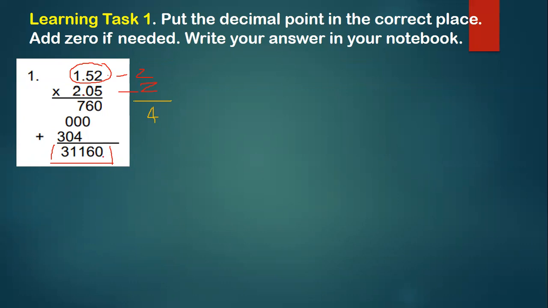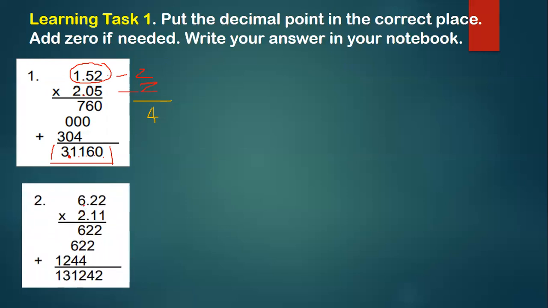Again, simula sa kanan, move tayo, bilang tayo ng 4 numbers to the right. This is 1, 2, 3, 4. So the decimal point is here. Okay? So ganun lang po ang gagawin natin. Lalagyan lang natin ng decimal point ang ating product. Okay, pangalawa. Ganun pa rin. 6.22 and 2.11. Okay, ito yung kanyang product na lalagyan natin ng decimal point.